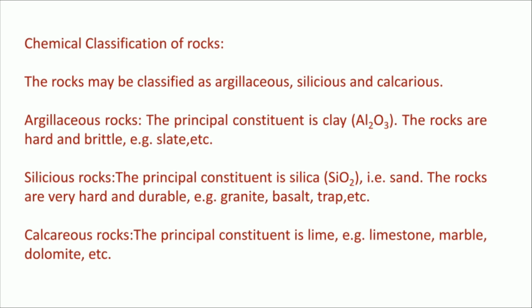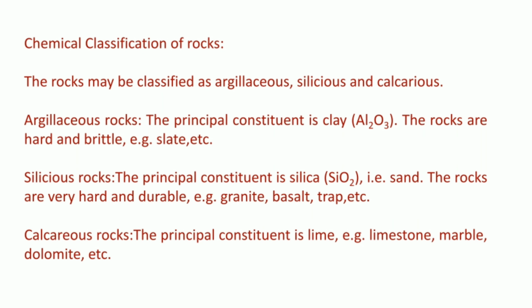Now we will deal with chemical classification of rocks. The rocks are classified as argillaceous, siliceous and calcareous rocks. Argillaceous rocks. The principal constituent is clay or alumina. The rocks are hard and brittle. Example: slate. Siliceous rocks. The principal constituent is silica, that is sand.